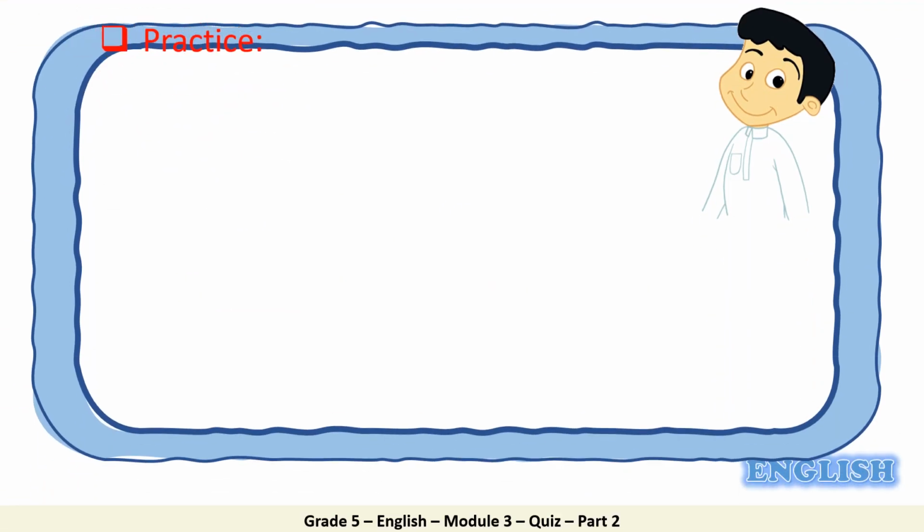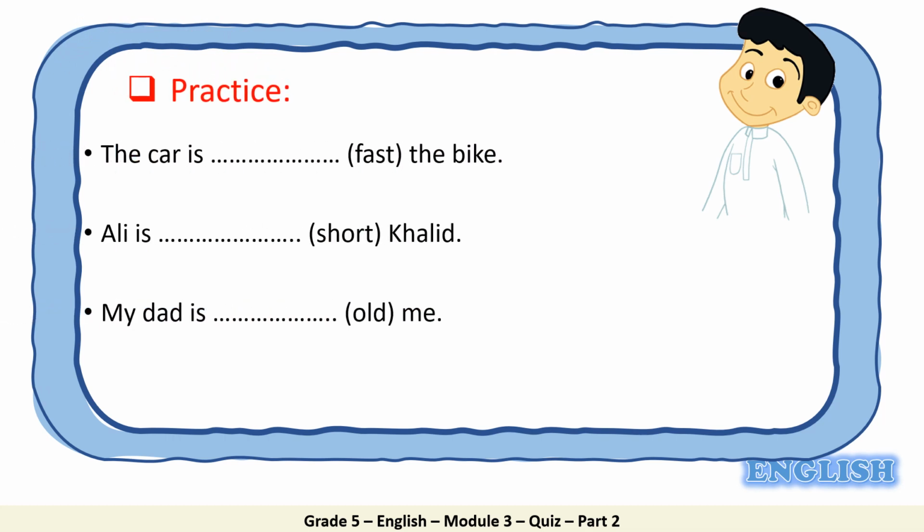Let's do a quick practice together. In the following sentences, I want you to make changes to the adjectives between brackets to make them in the comparative form. Let's do number 1 together. The car is, space, fast, the bike. Notice, I'm describing 2 things using one adjective only. So, I will add er at the end of the adjective, then I will put the word than. So the answer will be like this. The car is faster than the bike.